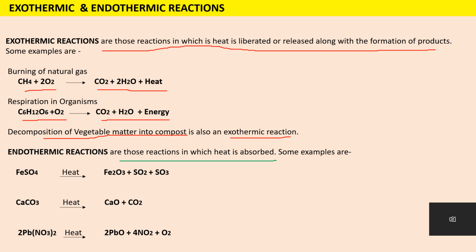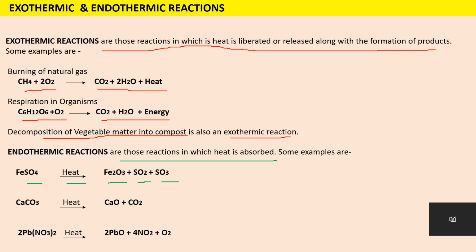Let us recall from my earlier presentation of Chapter 1, Part 2, where we have discussed decomposition reactions due to heat. These decomposition reactions are also known as thermal decomposition. Let us study some of the examples of thermal decomposition. The first example is iron sulfate, which is green in color. Because of heat, it loses its green color and forms Fe2O3, SO2 and SO3.